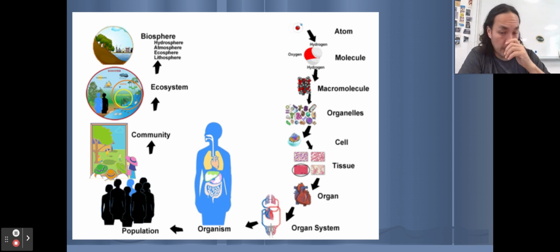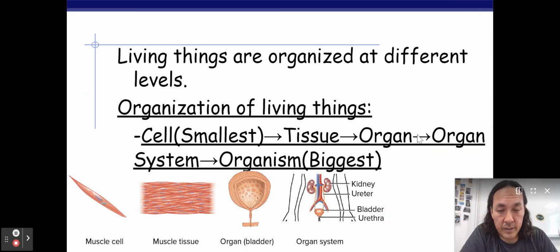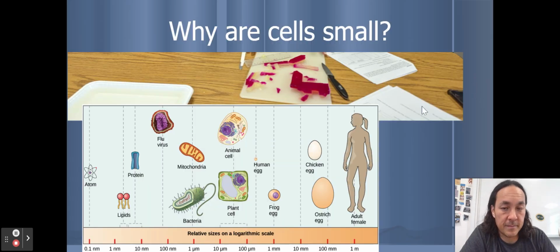If we put a bunch of organelles together, it can make a cell. And a cell is the basic unit of life. Nothing below a cell is alive on its own. If we put a bunch of similar cells together, we can make tissues such as heart tissue or muscle tissue. Those tissues combined together can make an organ like your heart or your brain, and they can work together in an organ system like your respiratory system or your cardiovascular system. So cells, tissues, organs, organ systems, and then the organism is the biggest. So here's like a muscle cell, muscle tissue, organ, the bladder, and then your organ system, your excretory system.